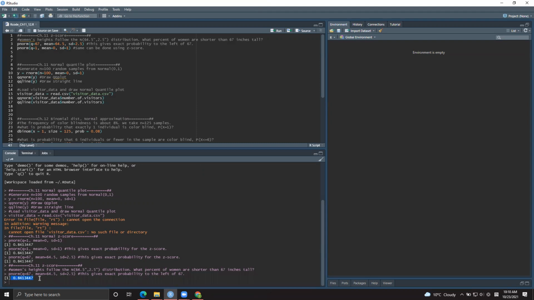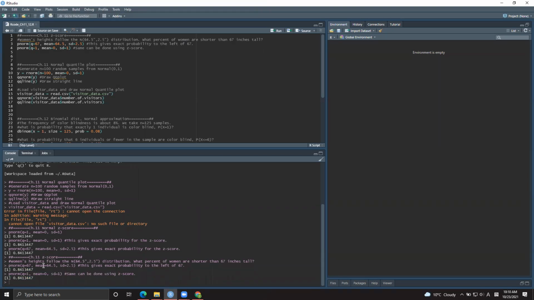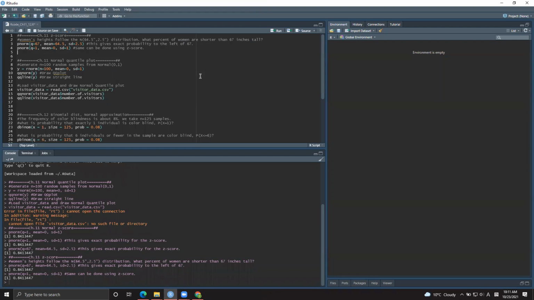So you can see that 84% is the answer. And if you do this one, again, this also gives 84%. So you can do this either way. So that's chapter 11, how to use R code. That's R code for computing z-score and area under the curve.